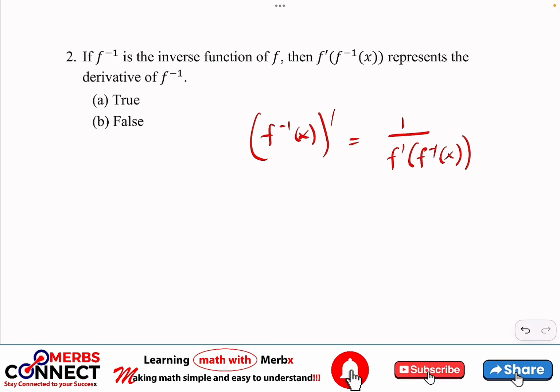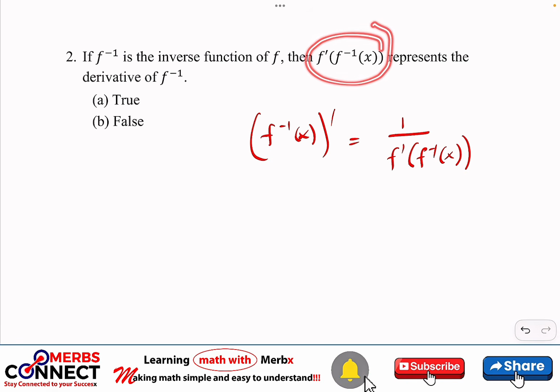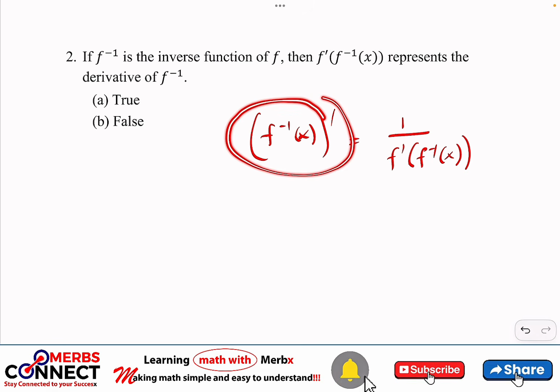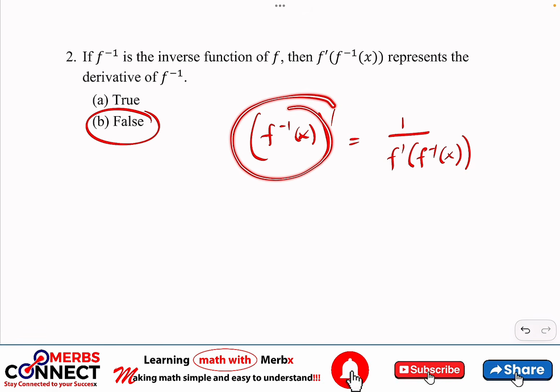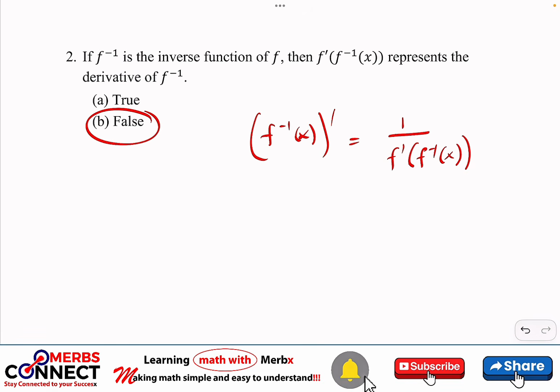So for us to say that this is representing the derivative of this, we need to have the reciprocal of this. If we have 1 over this, then indeed it's going to be the derivative. But since we don't have the reciprocal, we are going to say that this is false. So this is indeed false. If you know that this is equal to this, then you will know that this is false, right? That's basically the idea here.